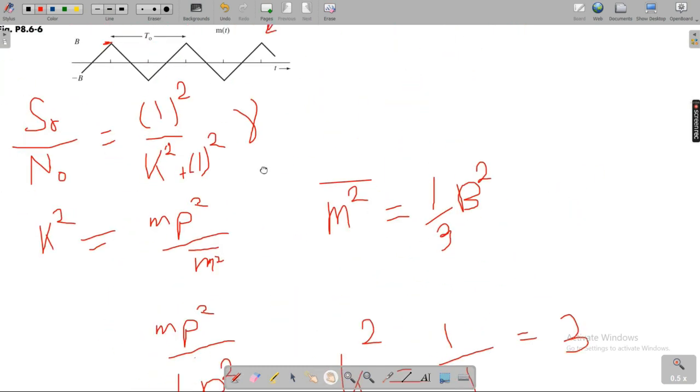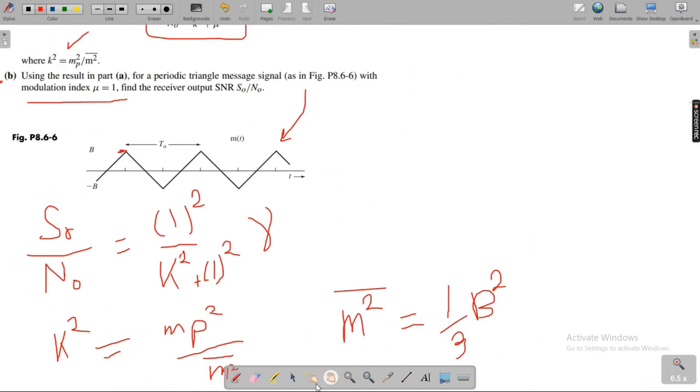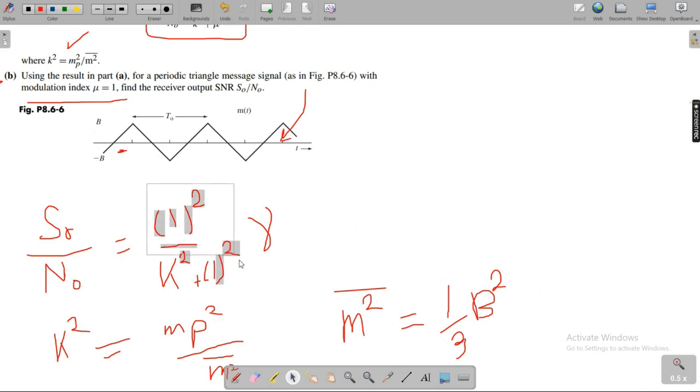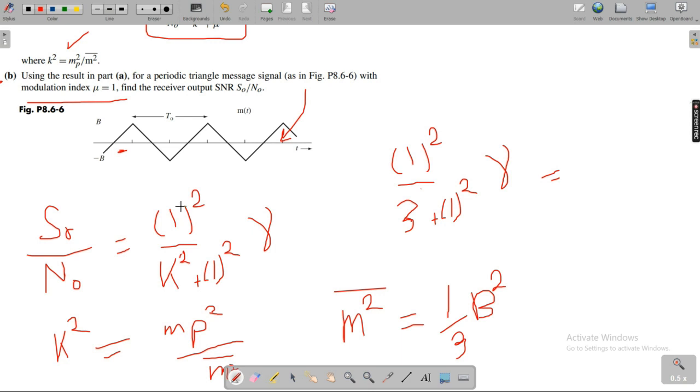So I will substitute with the k square here in the formula directly. This was the missing part. K square, I will remove it and plug 3. S node over N node will be 1 over 4 gamma. And this is what he is asking for.